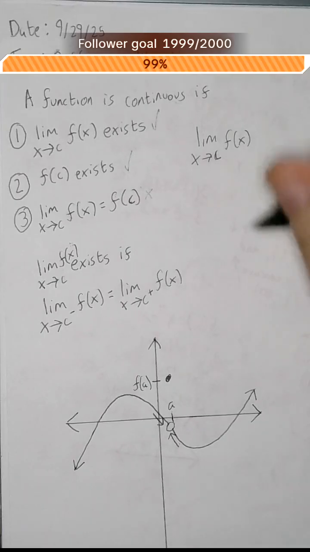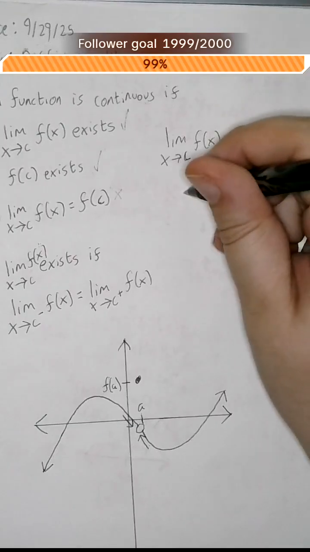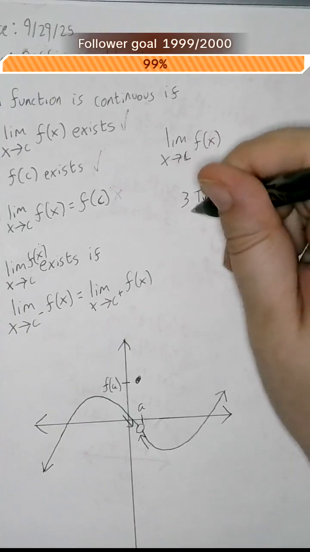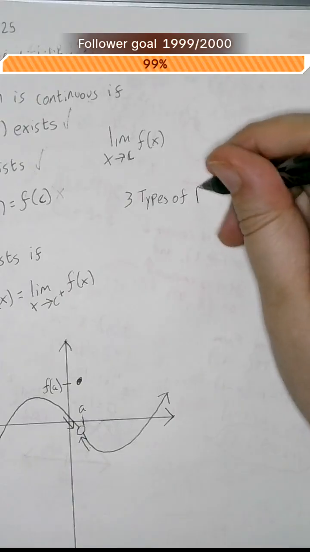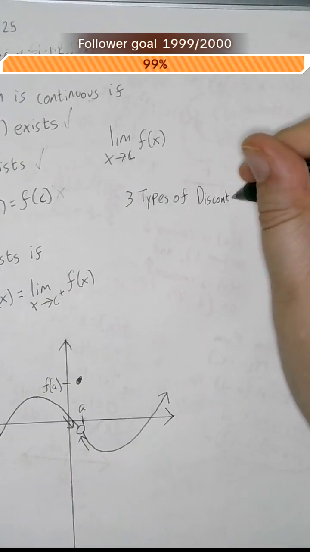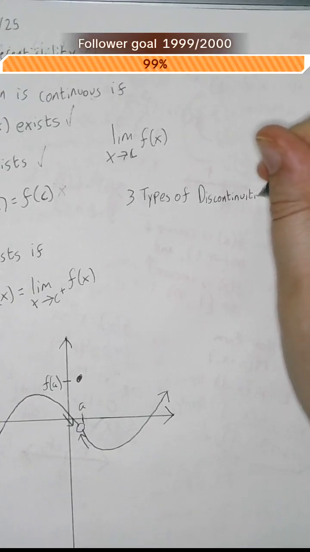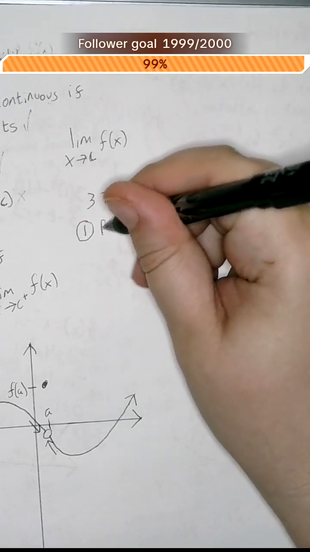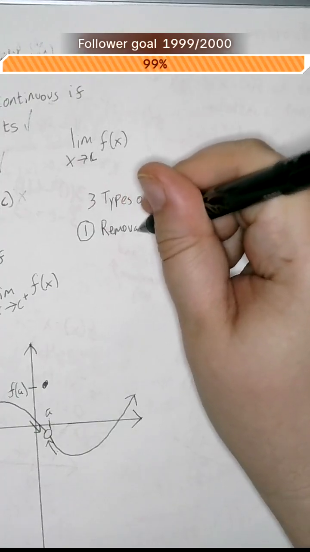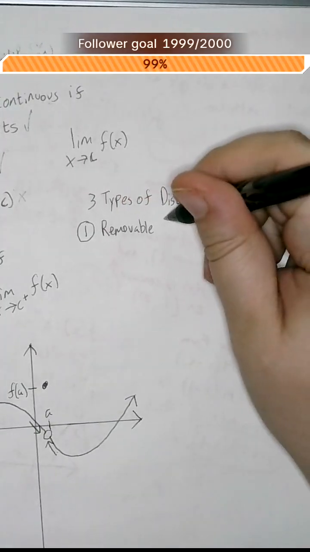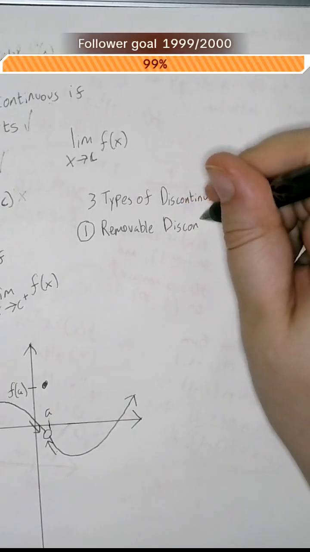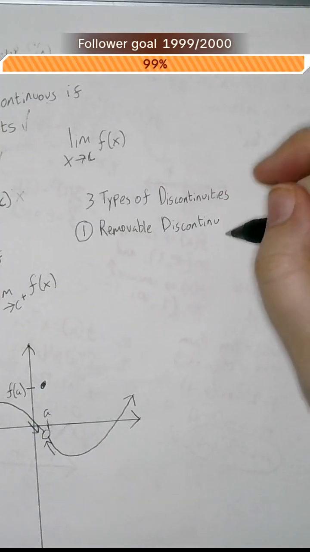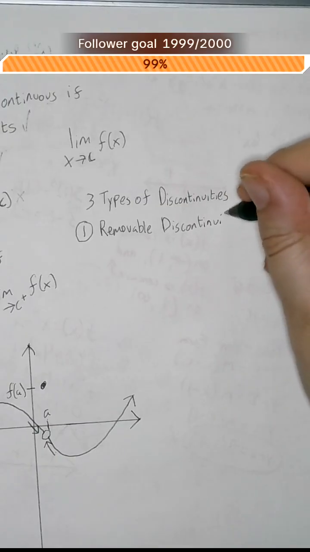And remember, there are 3 types of discontinuity. So let's write that down. 3 types of discontinuities. So first is the one we just saw, which is a removable discontinuity. After all these years, I still have to think about how to spell these words.